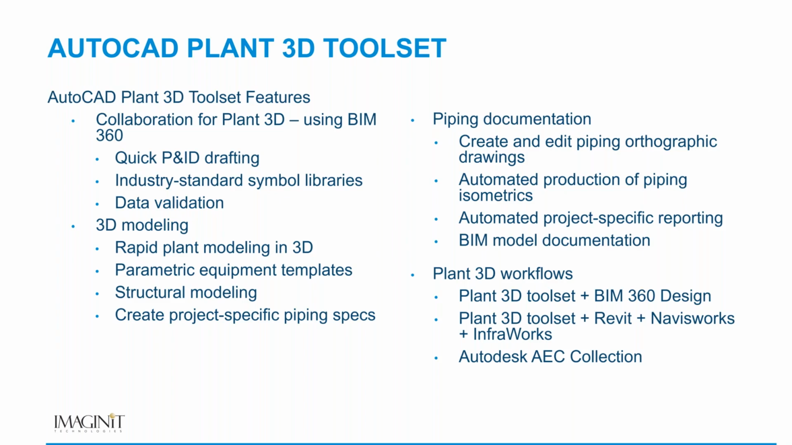So collaboration for Plant 3D using BIM 360. This gives you quick P&ID drafting, which is process and instrumentation diagram. You've got industry standard symbol libraries, data validation, 3D modeling. So you can do rapid plant modeling in 3D, parametric equipment templates, structural modeling, and create project specific piping specs. You also have piping documentation, so you can create and edit piping orthographic drawings.